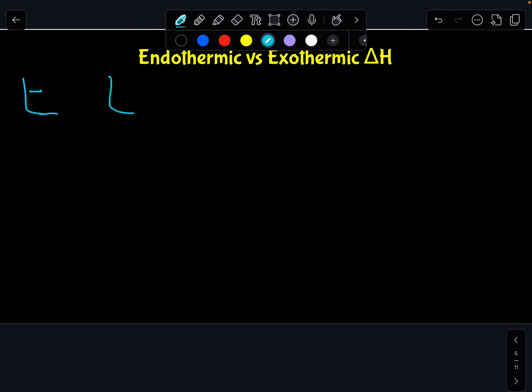Welcome to Bite-Sized Chemistry. Today we're going to be talking about endothermic versus exothermic reactions and this concept of delta H. So in the last video, we talked about how we can look at a graph and based on whether the products are higher than the reactants, we can determine whether a reaction is exothermic or endothermic. In this video, we're going to talk about what those terms mean.